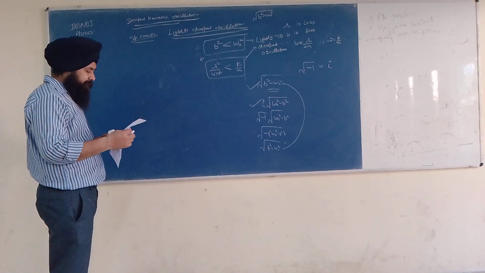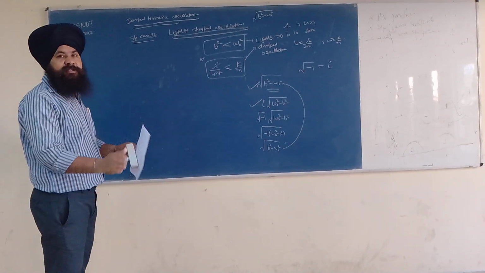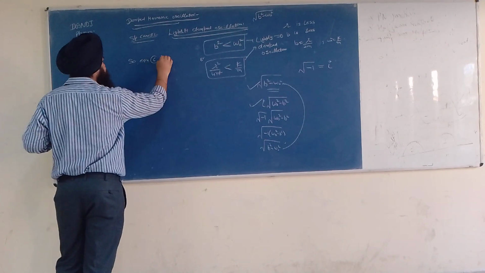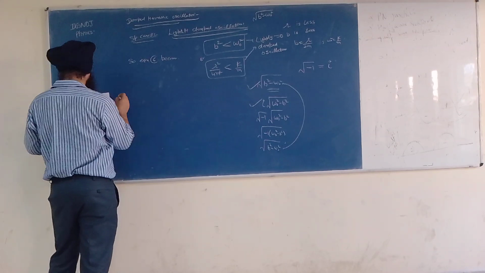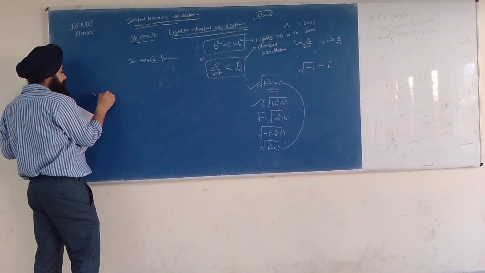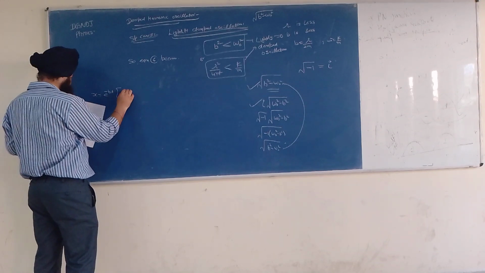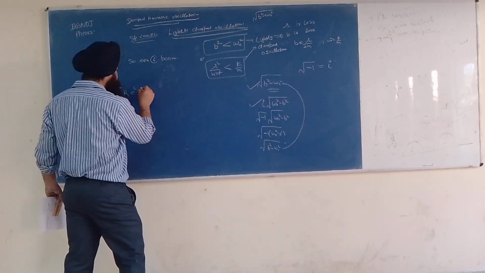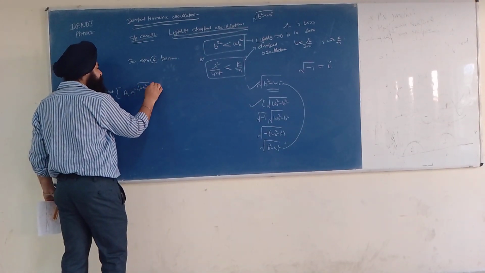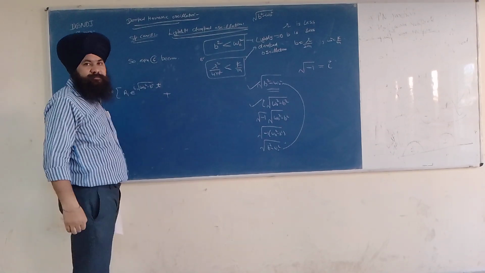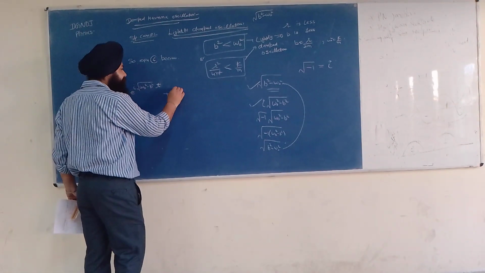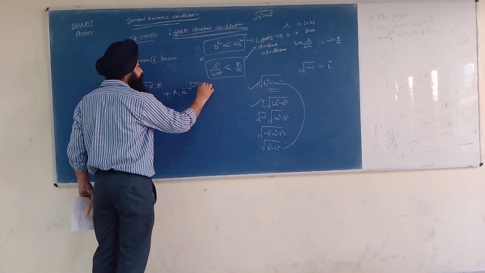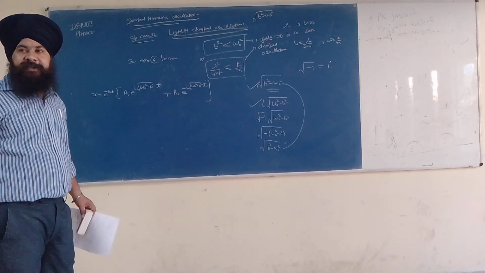So the equation, what was the number? Equation 6, sorry, will become: x is equal to e raised to power minus bt, a1 e raised to power iota square root of omega naught square minus b square into t, plus a2 e raised to power minus iota square root of omega naught square minus b square t. Okay, this is the standard solution.